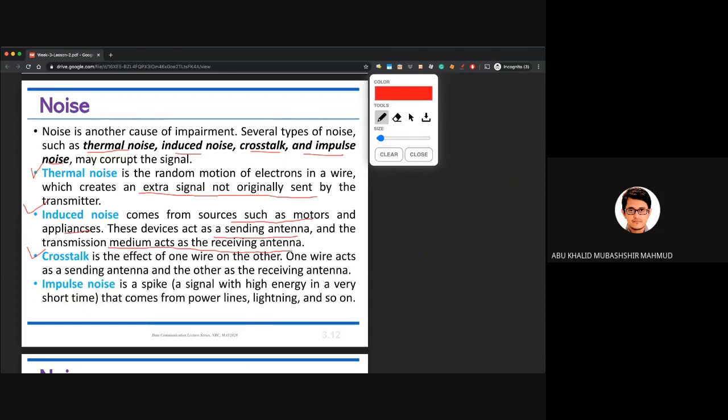So if we perform our data transmission in close proximity with motors and some electronic appliances, these devices act as the sending antenna, and the transmission medium acts as the receiving antenna. So there is always a noise in the background when we try to communicate in such close proximity.